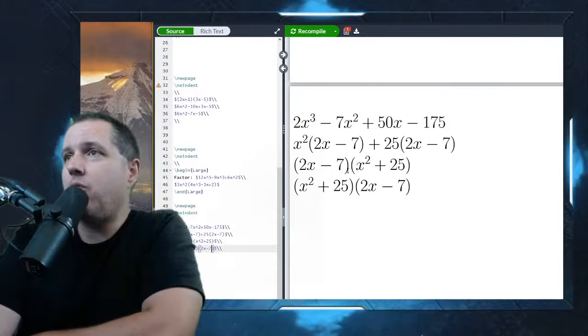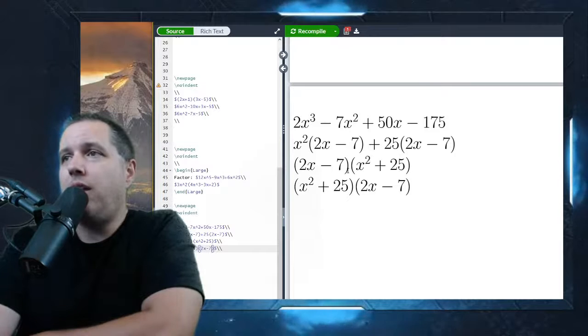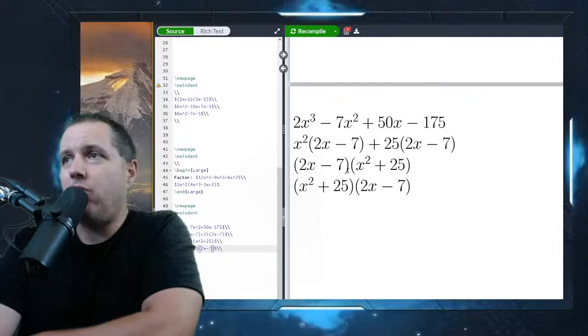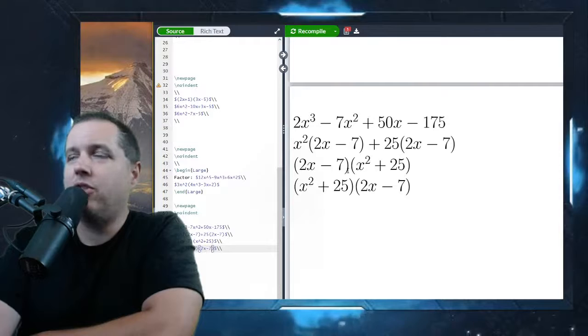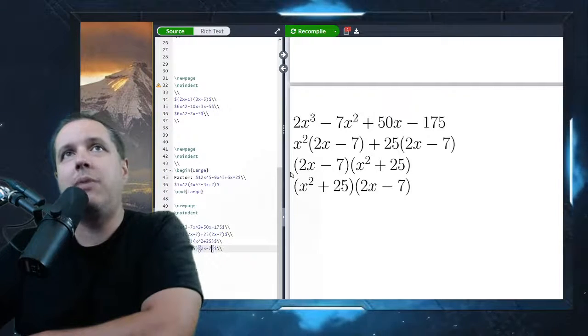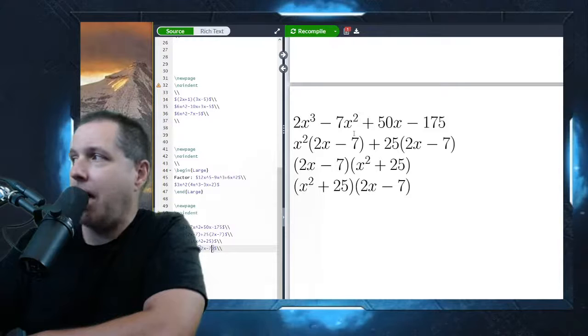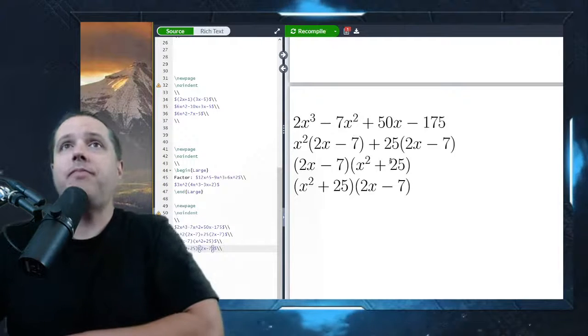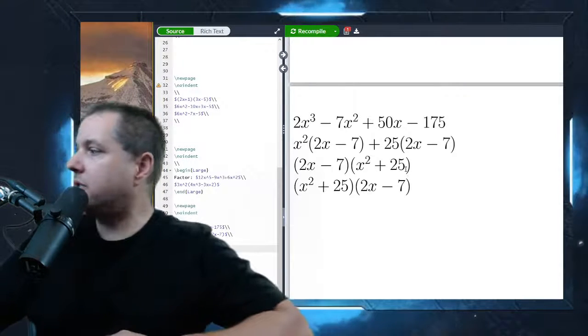So think about it this way. 5 times 4 is 20, but 4 times 5 is 20. It doesn't matter if the 5 is first and the 4 is second or the other way around. You get 20 either way. It's the same way here. If I multiply this out, I'm going to get the top row. If I multiply this out, I get the top row. They are both correct.